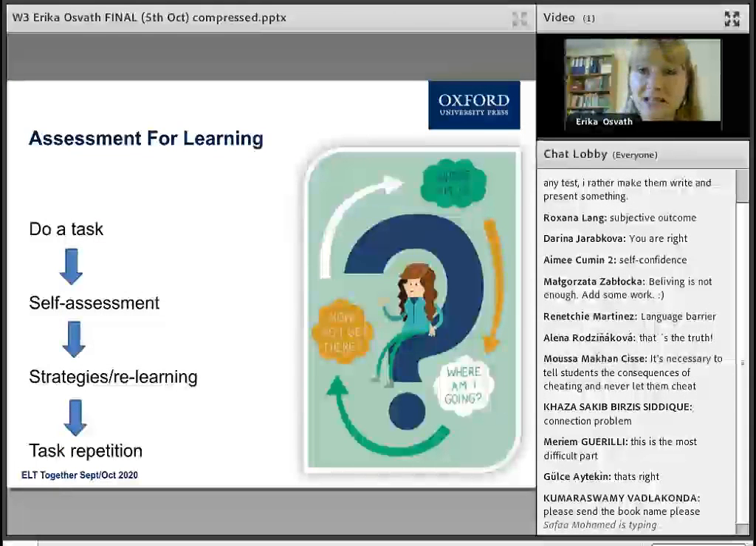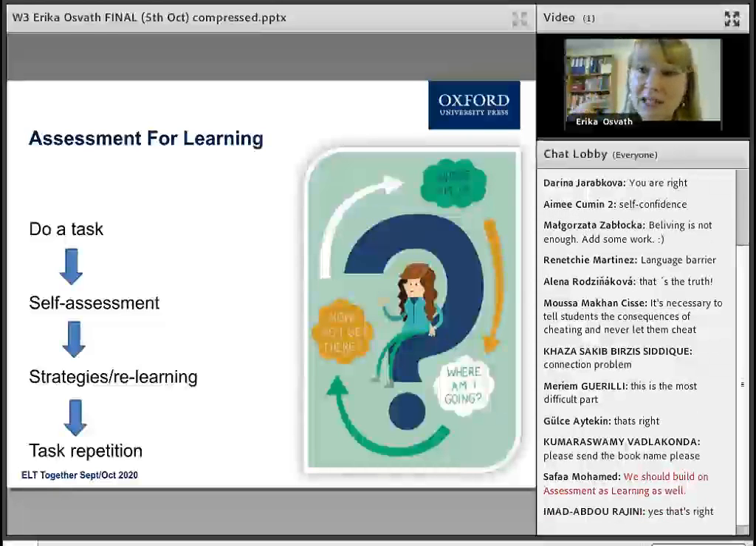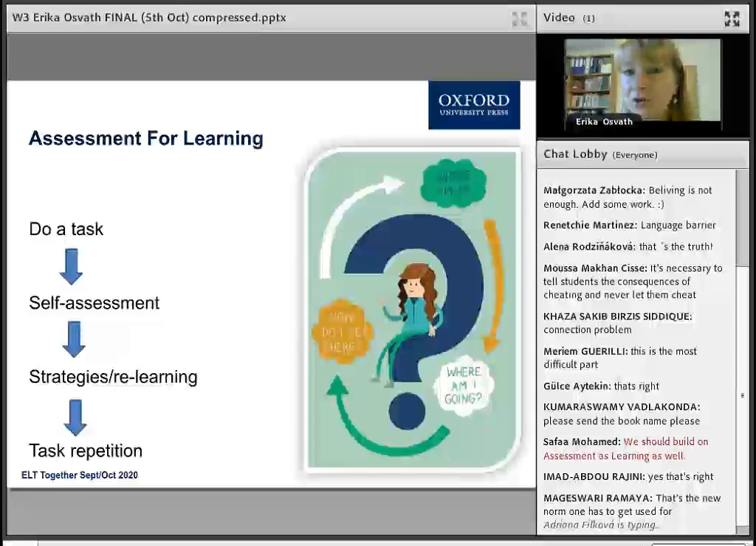So when you set a task, while children do the task, you just observe. As we mentioned at the beginning of this session, our role is to observe and guide. So we observe children in how they perform during this task. This could be a game such as charades or scavenger hunt or any other game that children play during a lesson, either online or face to face.